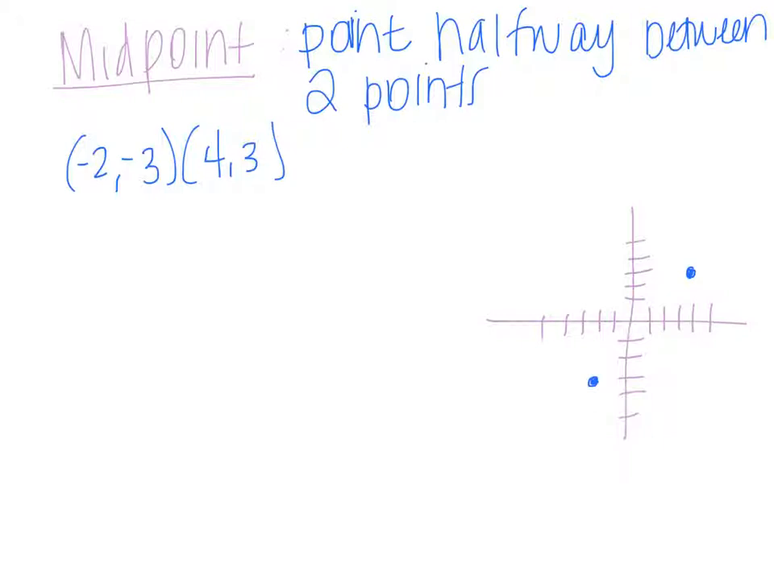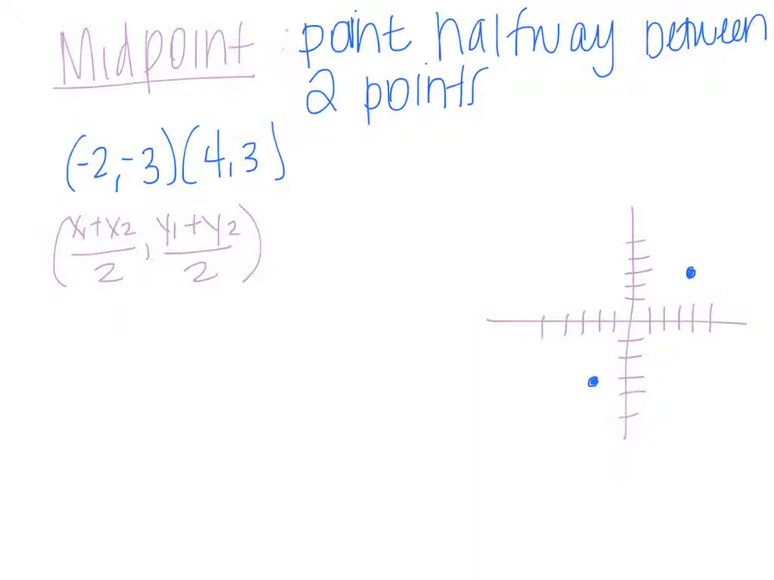The formula that we're going to use is, since I need to find a point, I need to find an x and a y. So think of average. I want to find that middle. So we're going to do x1 plus x2 divided by 2. That's going to give me my x coordinate. And then I'm going to do the same thing for y: y1 plus y2 divided by 2, and that will give me my ordered pair.